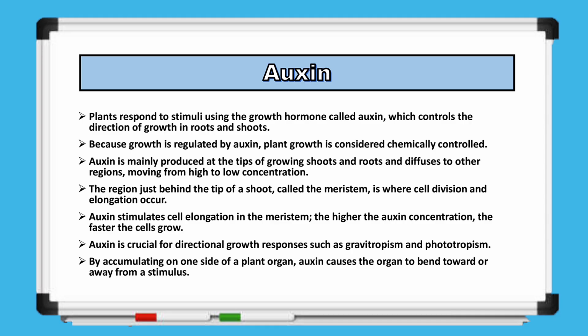Auxin is mainly produced at the tips of growing shoots and roots and then diffuses to other regions, moving from areas of high concentration to low concentration. Just behind the shoot tip is the meristem, where cell division and elongation occur. Auxin stimulates cell elongation in the meristem, and the higher the concentration, the faster the cells grow. This hormone is essential for directional growth responses, such as gravitropism and phototropism, and by accumulating on one side of a plant organ, it causes the organ to bend toward or away from a stimulus.